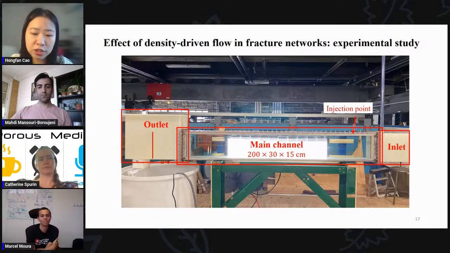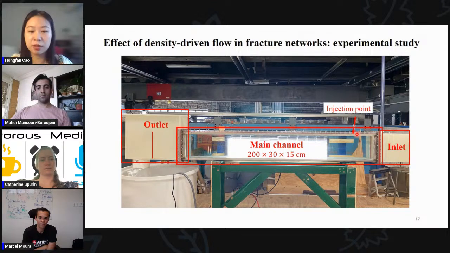After the numerical simulation in a single fracture, we also want to study the effects of density-driven flow in a fracture network. So we used this flume to do the 3D virtual experiment. We generated a 3D fracture network in this flume, and when the fresh water flows from the inlet to the outlet, we injected dye from this injection point and observed the movement of the dye.